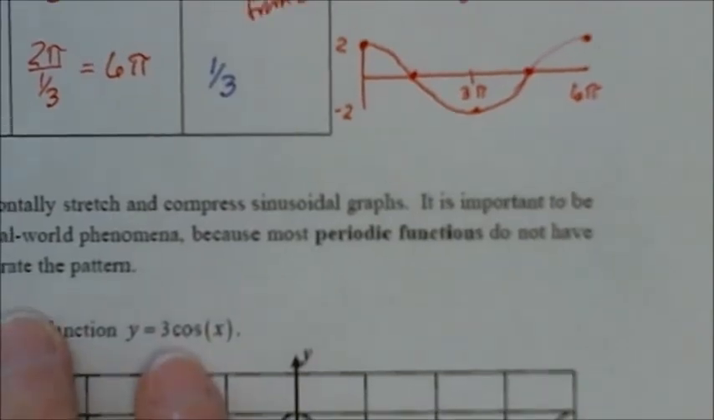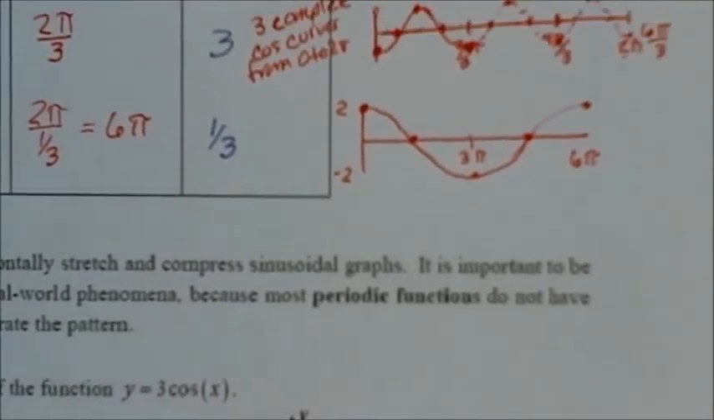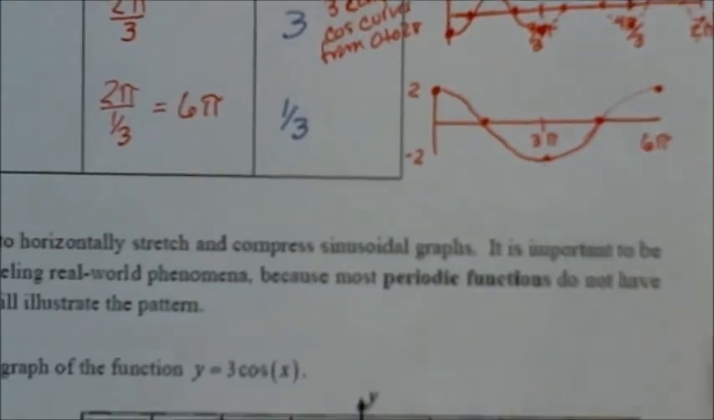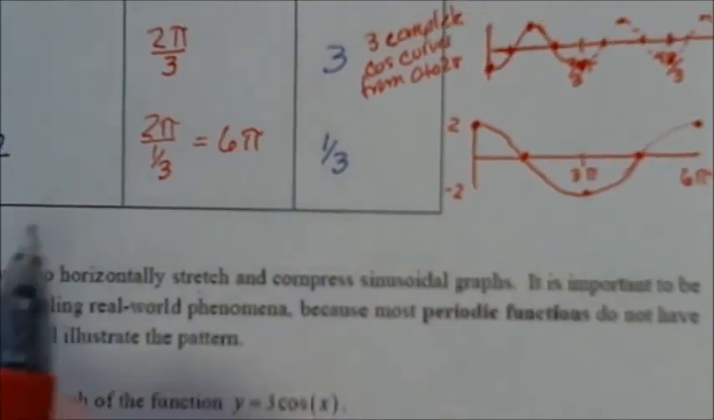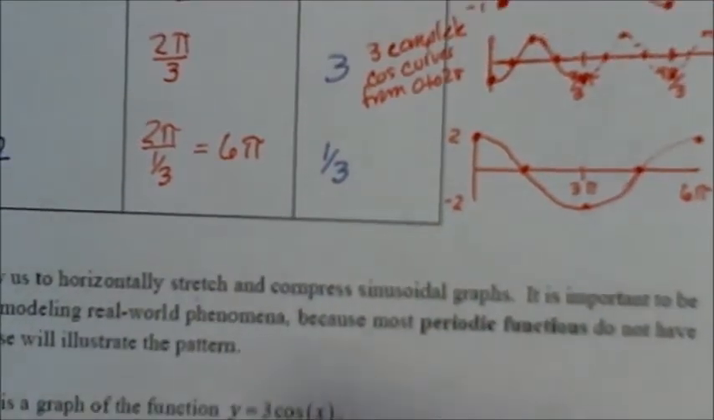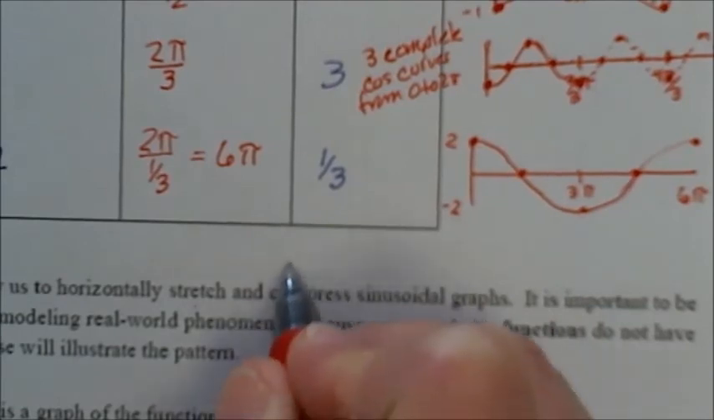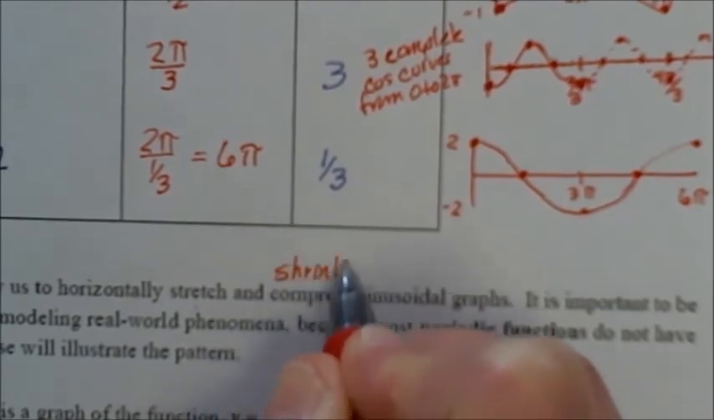Okay, so a final transformation will allow us to horizontally stretch and compress sinusoidal graphs. So horizontal stretch or a compression, this is what we did. We stretched and shrunk them. A compression is also a shrinking. It's important to be able to do this because in real world modeling, most periodic functions do not have a period of 2 pi.